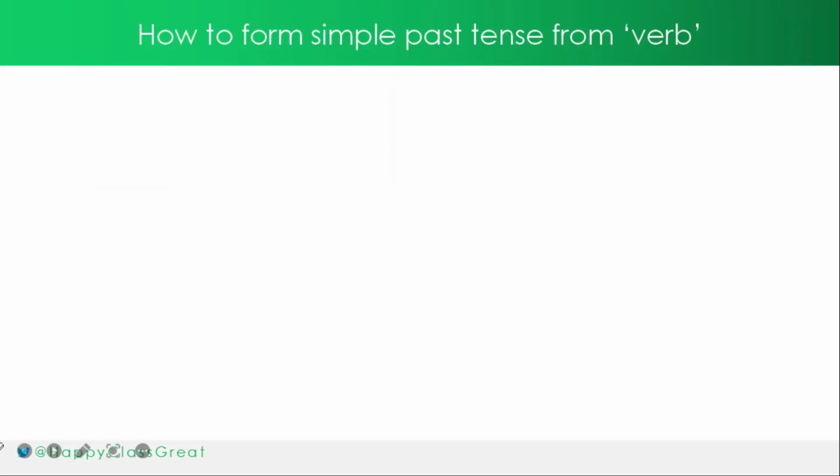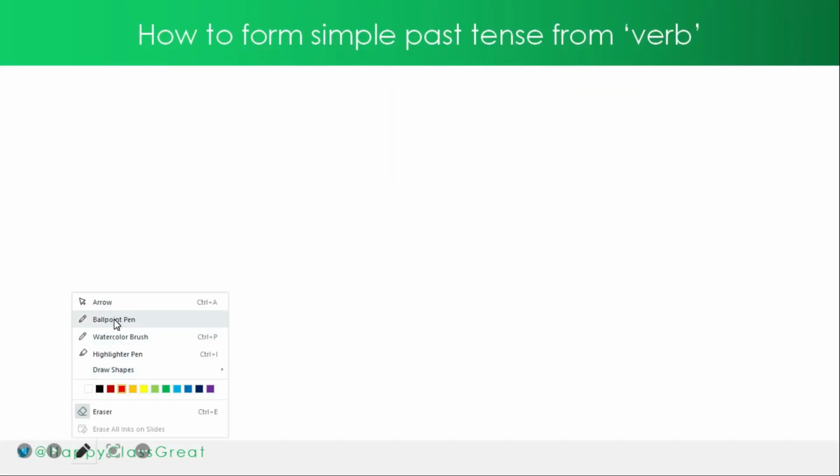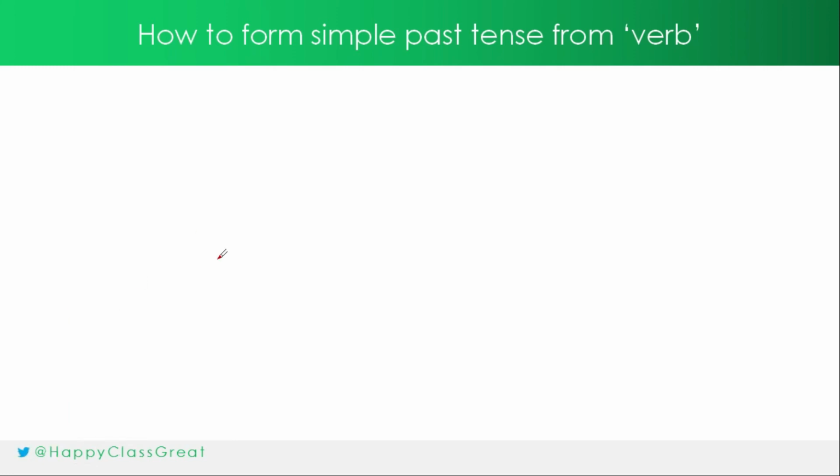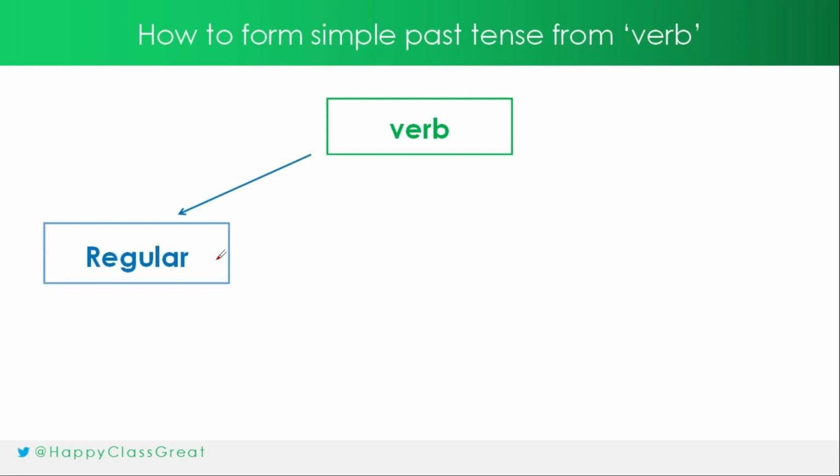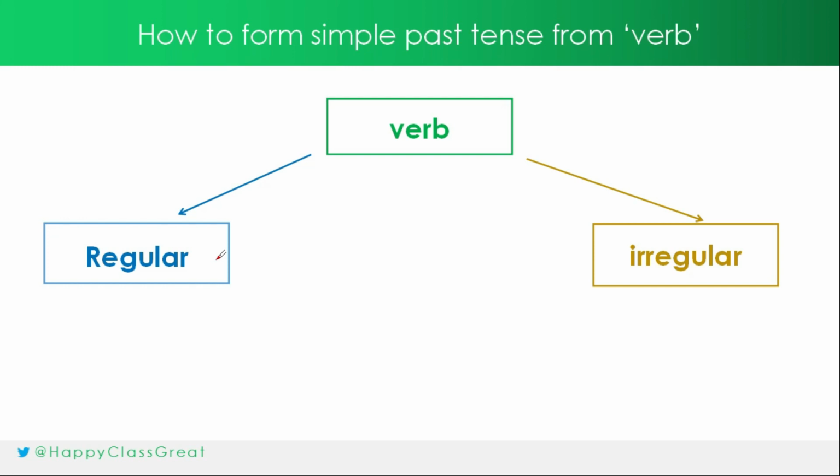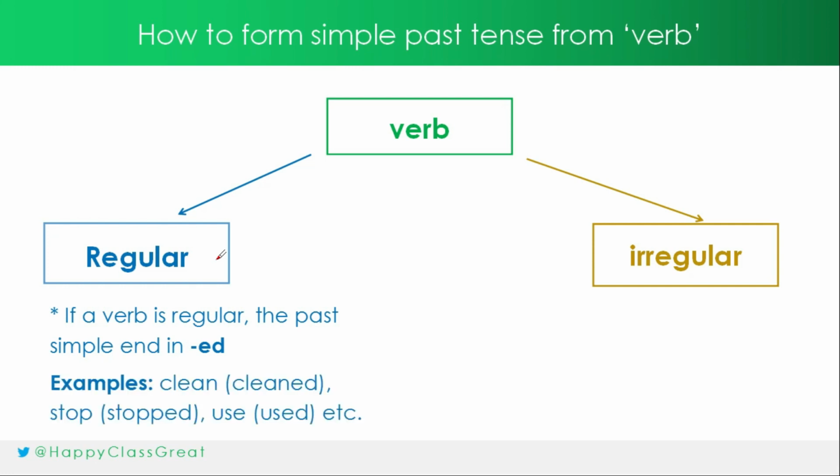So how do you form the simple past tense from a verb? The first thing is to understand that we can divide verbs into two forms. The first one is regular verbs, and the second one is irregular verbs. Regular verbs are verbs whose past simple ends in ed. An example is clean, that we have cleaned as the past simple.